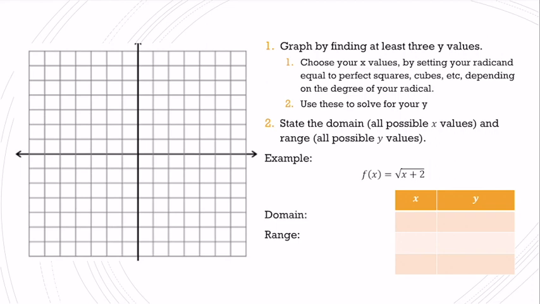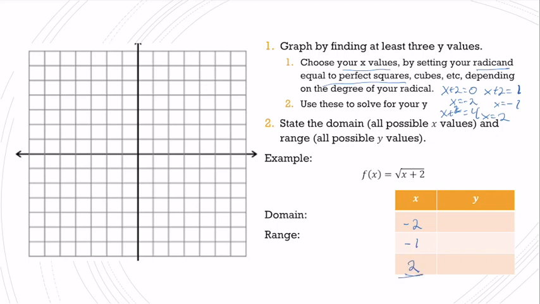So the first thing I need to do is pick some values of x by setting my radicand equal to perfect squares. So I'm going to take x plus 2 equals 0, because that's a perfect square. x plus 2 equals 1, because that's a perfect square. And x plus 2 equals 4, because that's a perfect square. I'm going to solve each of these for x, so I would get x equals negative 2, x equals negative 1, because 1 minus 2 is negative 1, and x equals 2. So let's go ahead and plug those values. I have x is negative 2, negative 1, and 2.